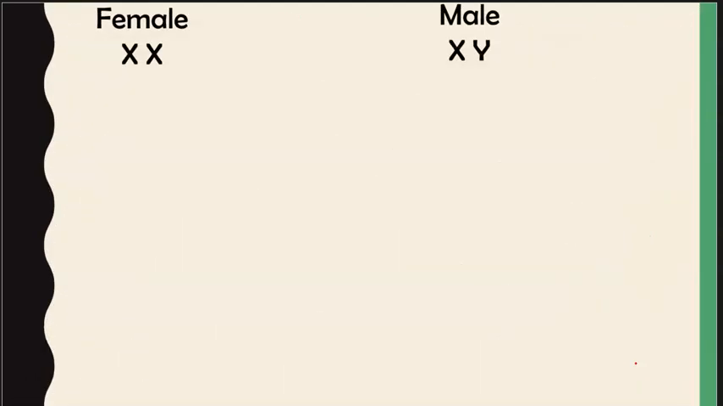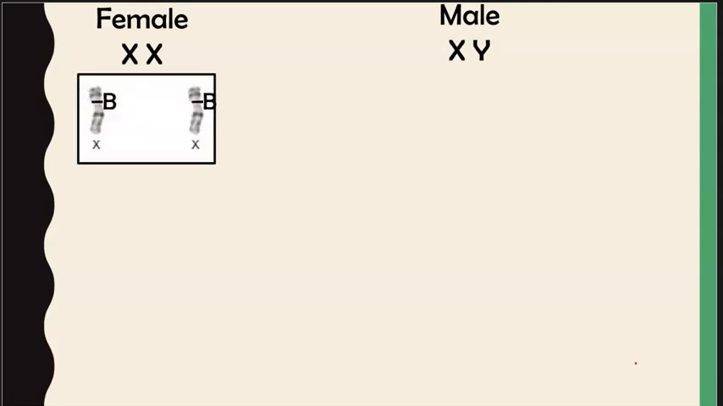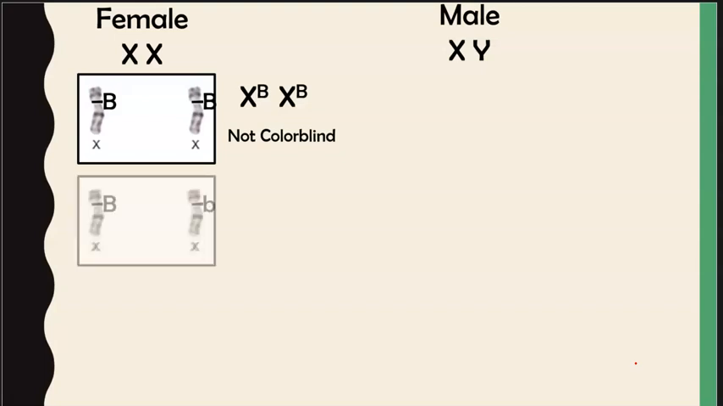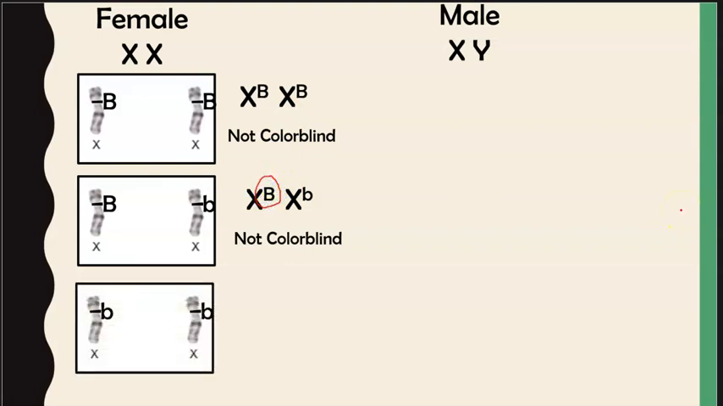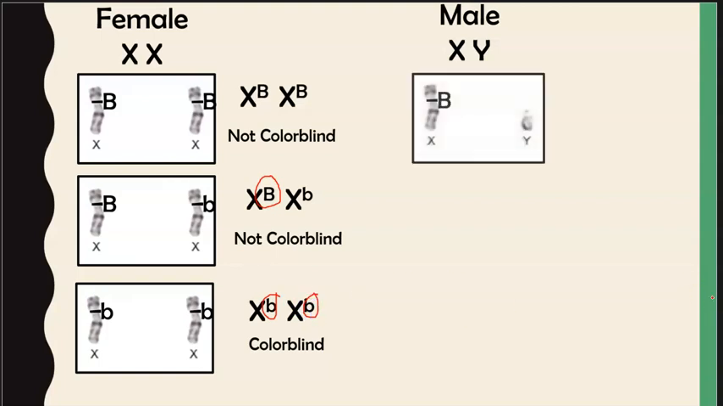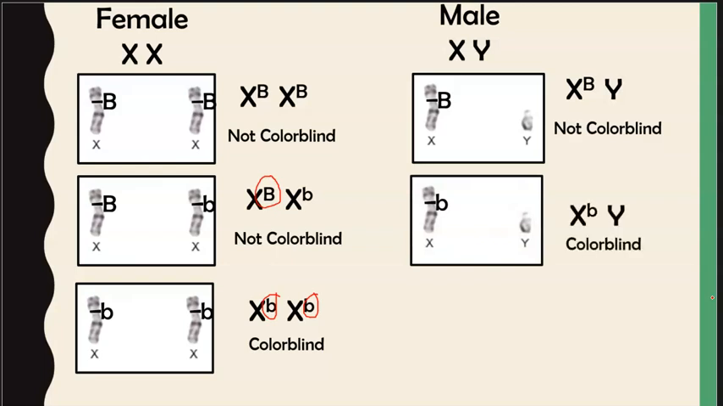So when we look at traits inherited on the X chromosome, a female can have two copies and be homozygous dominant for that trait. In this case, she would not be colorblind. A female could be heterozygous and a carrier for colorblindness, but she is still not colorblind because of that one dominant allele. A female can be homozygous recessive for colorblindness and be colorblind because she has two copies of that recessive allele. For males, it is different because they only have one X. A male is either going to be not colorblind or colorblind, and those are his only two options. There are no heterozygous males for colorblindness, unless, of course, it's the result of some other kind of non-disjunction or something.